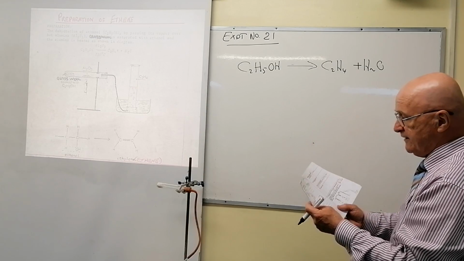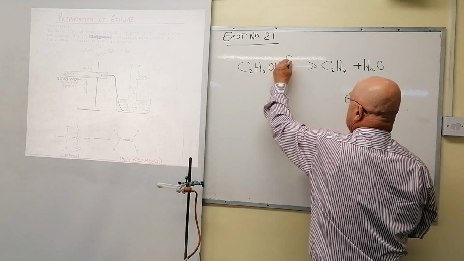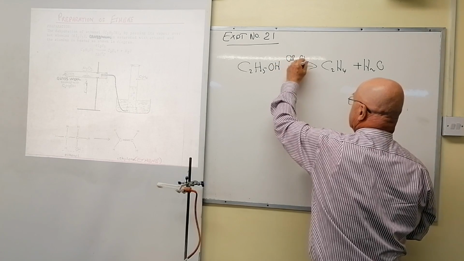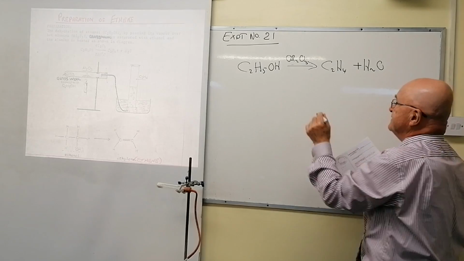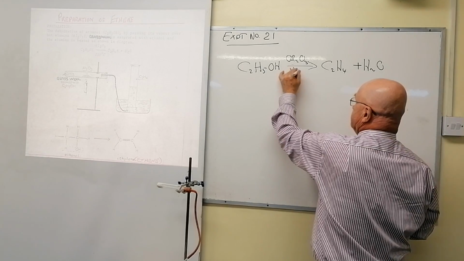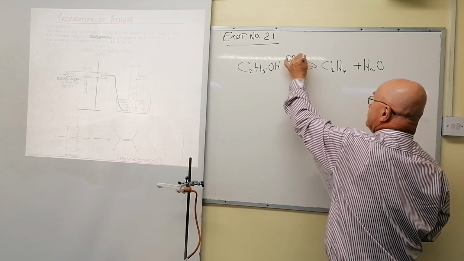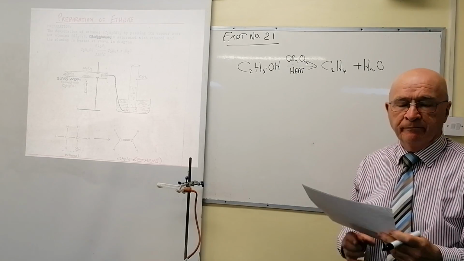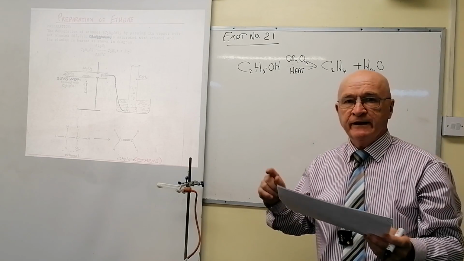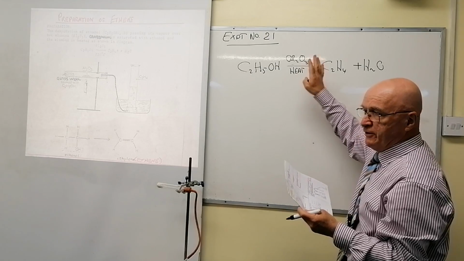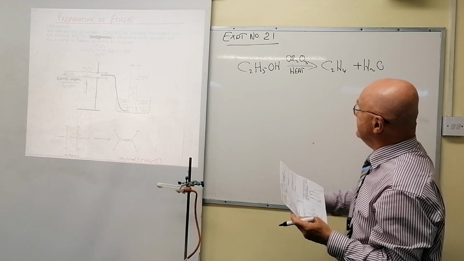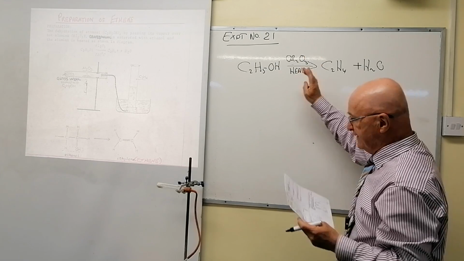Now, I have to tell you that they need aluminium oxide. It's a white powder. That's the catalyst, and you need to heat it. Most catalysts will not work at room temperature. When you drop the temperature, it won't work. You have to raise the temperature to get it to work. So you heat this. This is a white powder.